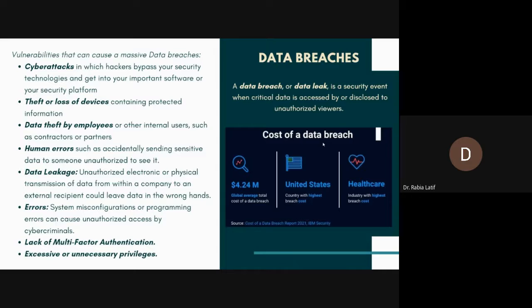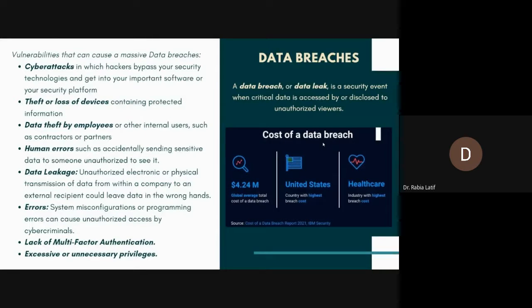So let's discuss what a data breach is. A data breach, we can call it a data leak as well, is a security event when critical data is accessed by or disclosed to unauthorized viewers. Some of the vulnerabilities that can cause a massive data breach include cyber attacks, in which hackers bypass your security technologies. So it means your security controls are there, but the attacker compromises those security technologies. The attacker bypasses those security controls in order to get access to your data and your critical infrastructure.